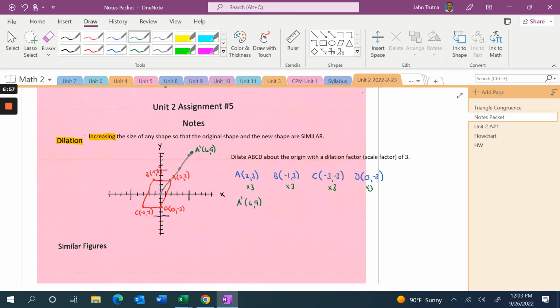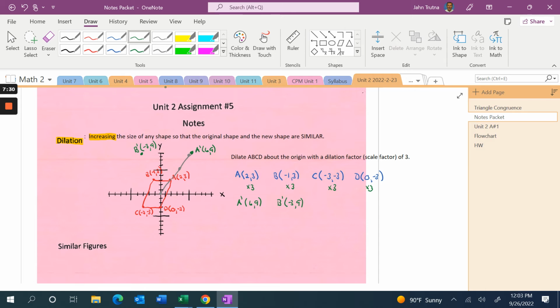So B, I'm going to multiply each of the coordinates by 3, my dilation or my scale factor, and that's going to give my new point B prime of -3, 9. Okay? -1 times 3 is -3. 3 times 3 is 9. So I'm going to go left 3. I'm going to go all the way up to 9. I'm going to put a point right there. That's going to be my B prime point, and its coordinates are -3, 9.